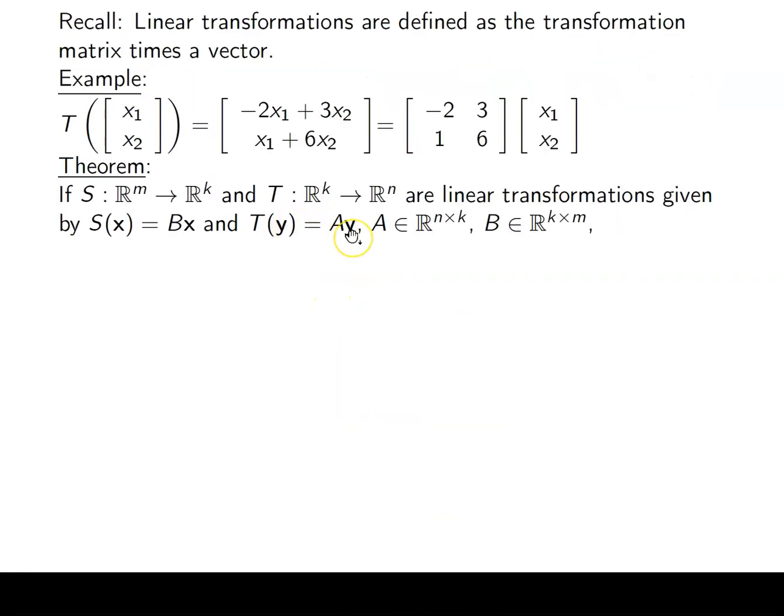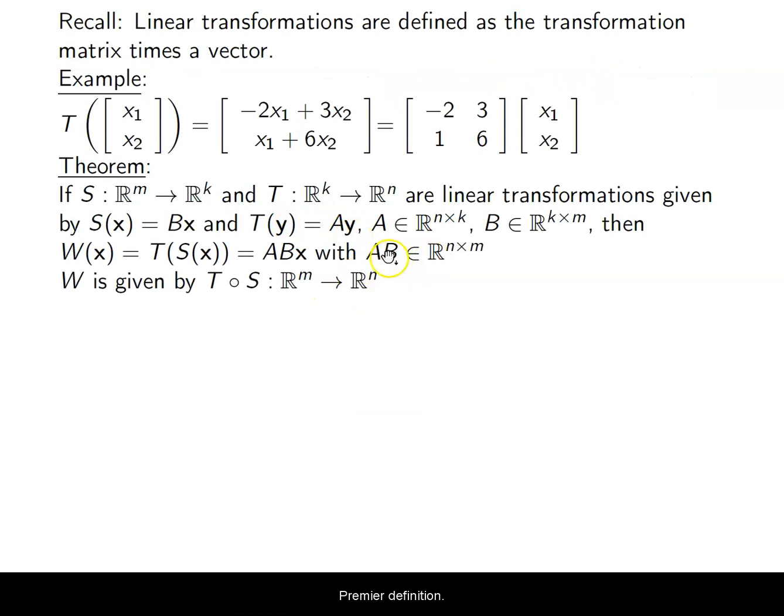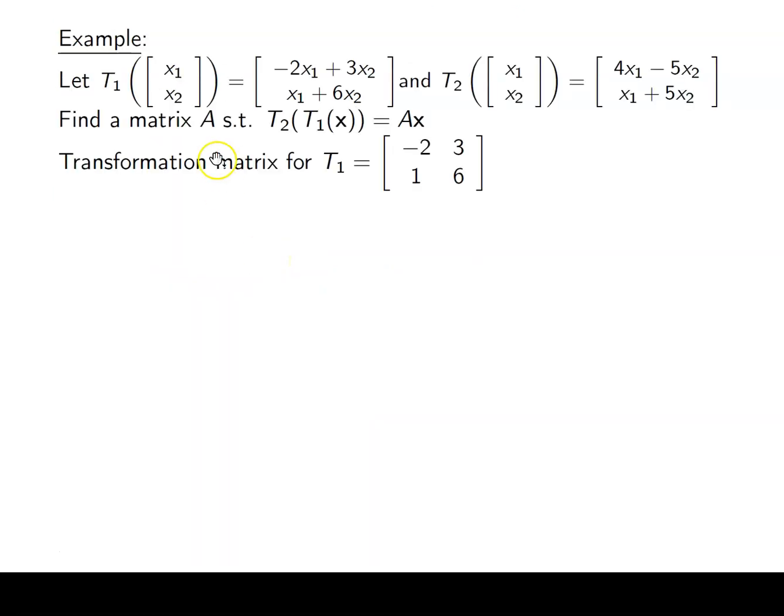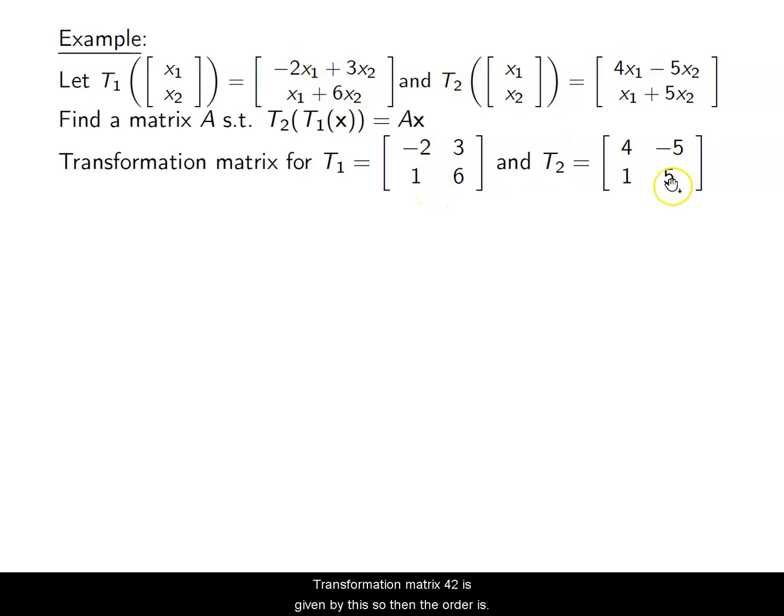Because if you come back here, from our definition, when S is first, that's the matrix that comes first, and it gets plugged in. So on the left hand side is the last one that you have. My transformation matrix for T1 is given by this coefficient matrix. The transformation matrix for T2 is given by this. So then the order is this one first on the right hand side, and then this one last on the left hand side, or this one and then this one if we're going left to right.